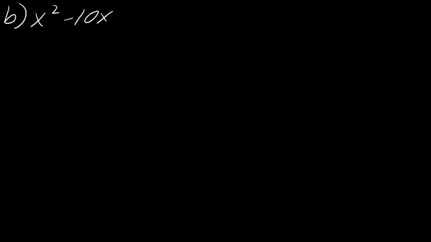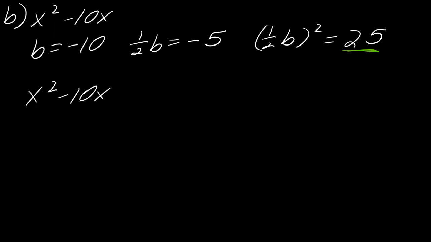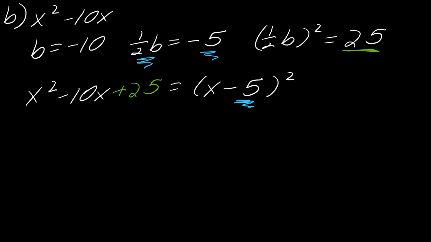For this first one, I'm going to go through those same steps again. My b here is actually negative, so it's negative 10. Then my half b is going to be negative 5. And when I square that, this becomes positive again, positive 25. So this is what I want to add on the end. Now I'm going to have x squared minus 10x plus 25. And how will that factor? Well, this will factor as x minus 5 squared. Once again, pointing out, negative 5, that was our half b.